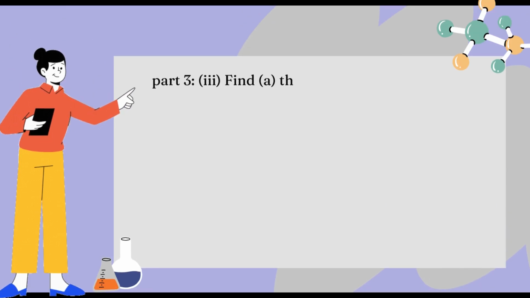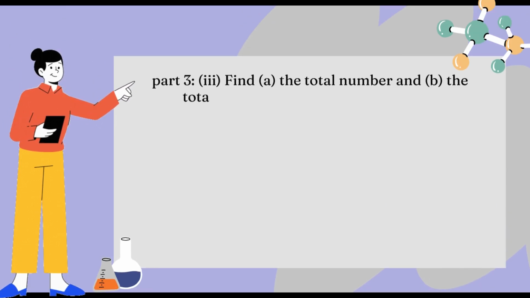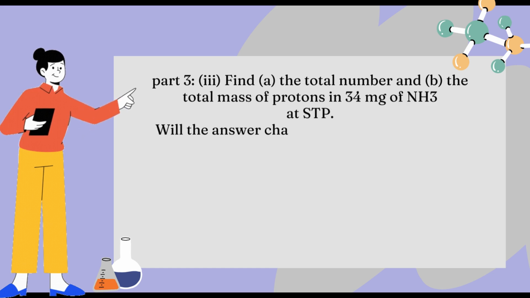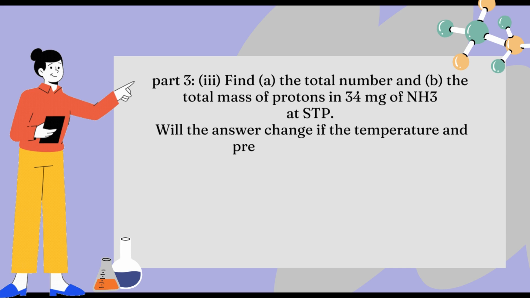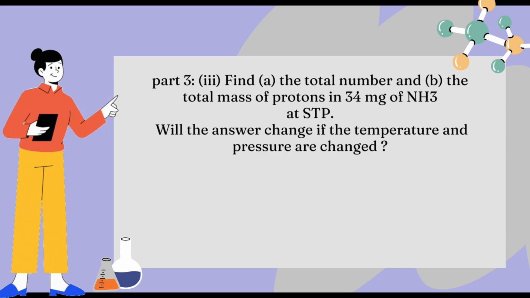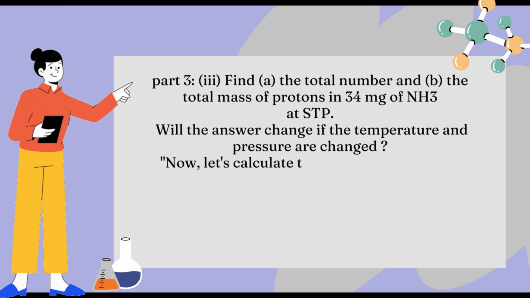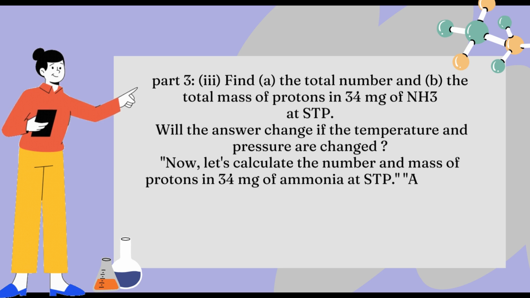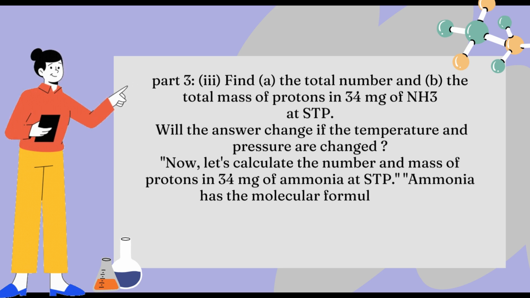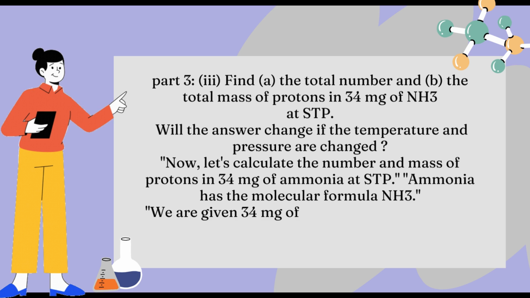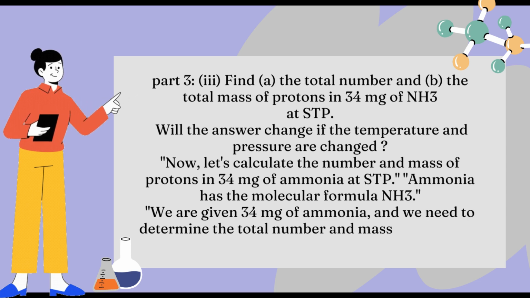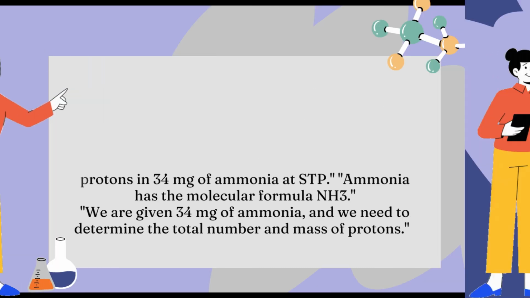Part 3. Find A, the total number, and B, the total mass of protons in 34 milligrams of NH3 at STP. Will the answer change if the temperature and pressure are changed? Now, let's calculate the number and mass of protons in 34 milligrams of ammonia at STP. Ammonia has the molecular formula NH3. We are given 34 milligrams of ammonia, and we need to determine the total number and mass of protons.